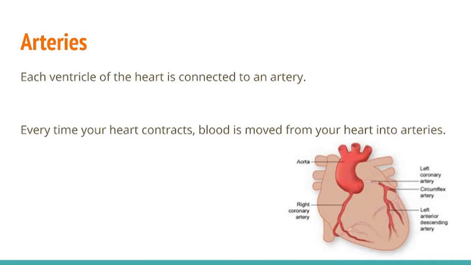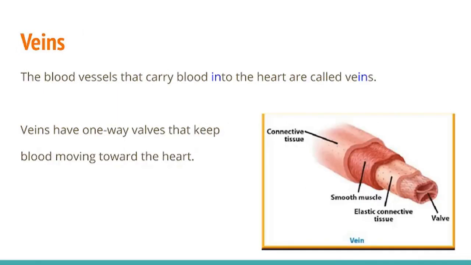Each ventricle of the heart is connected to an artery. Every time your heart contracts, blood is moved from your heart into these arteries. Your left ventricle is attached to the pulmonary artery to take the blood to your lungs. The left ventricle is attached to the body's largest artery called the aorta. You can see the aorta at the top of the diagram.